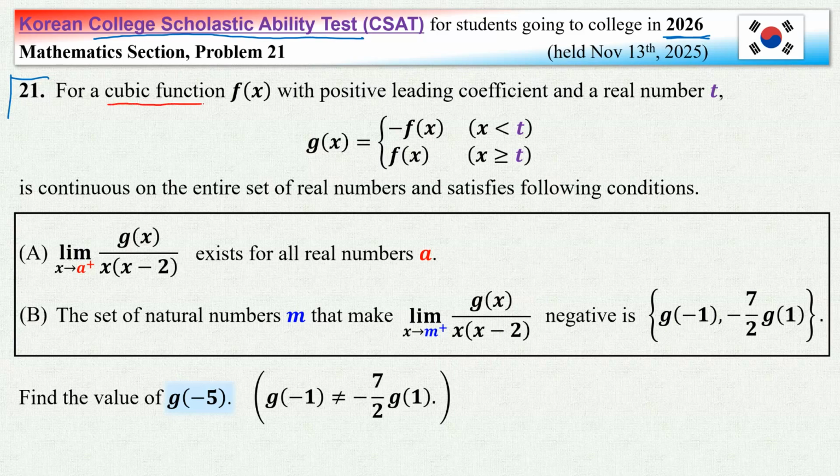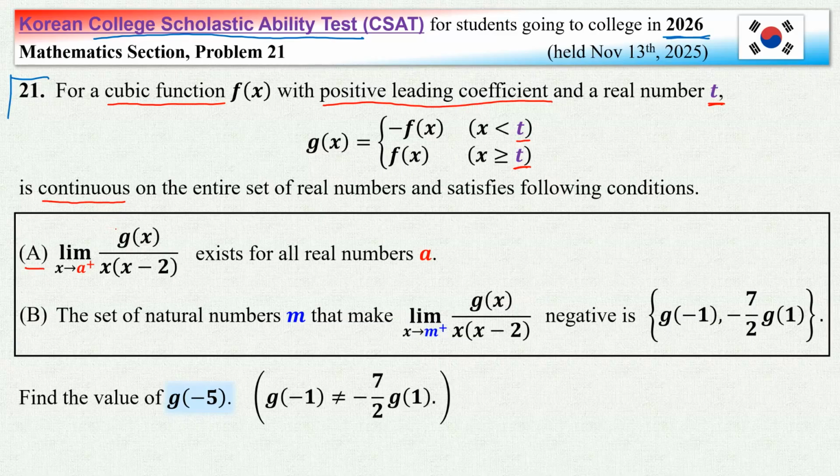For a cubic function f(x) with positive leading coefficient and a real number t, the function g(x) is defined as minus f(x) when x is less than t, and f(x) when x is greater than or equal to t. This function g(x) is continuous on the entire set of real numbers and satisfies the following conditions.